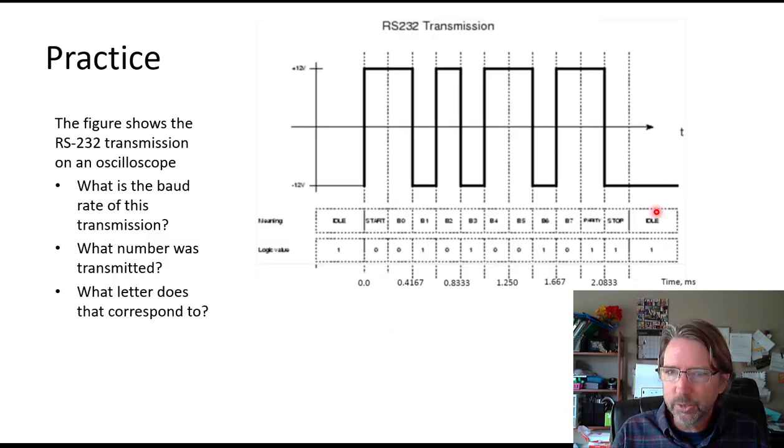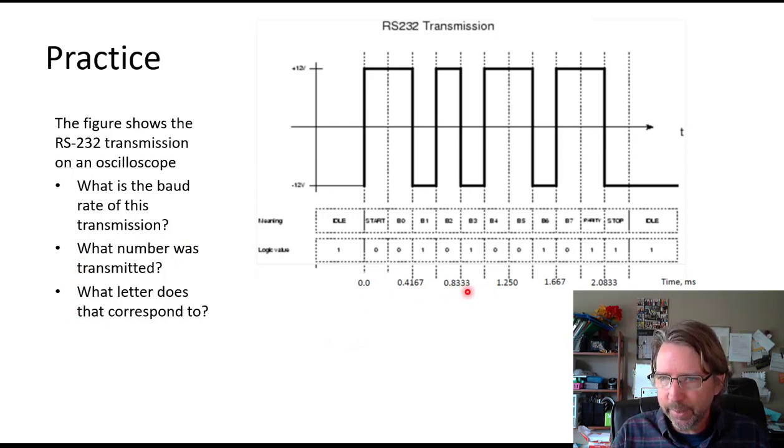So take a look at this drawing. Here's a quiz. We're trying to find out what's the baud rate of this transmission, and what number was transmitted. This is a graph on our oscilloscope, and we're using RS-232. So here high voltage is a 0 and low voltage is the 1. So remember that for RS-232 versus TTL. We want to know what's the baud rate, what number, and what letters that correspond to.